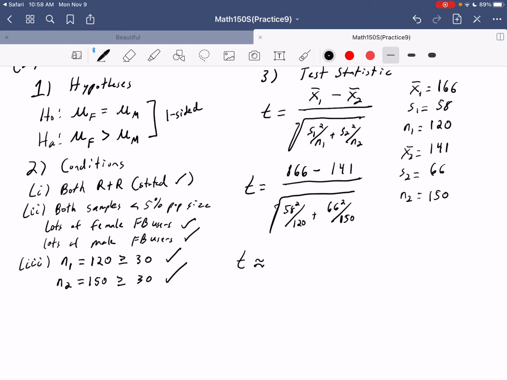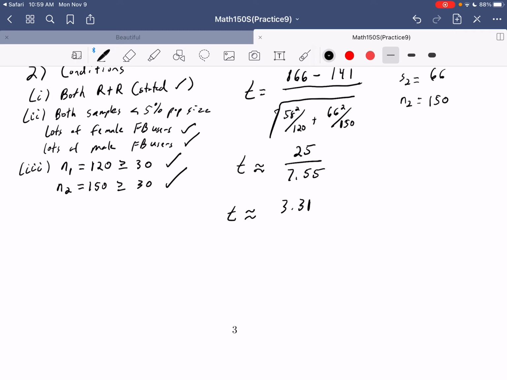So let's go ahead and do that. For the top, if you take 166 minus 141, you should get 25 up top. And in the denominator, if we type that in, square root first, then 58 squared divided by 120 plus 66 squared divided by 150, we should get about 7.55 in the denominator. Then we'll go ahead and do the division. 25 divided by 7.55. And it looks like we should get 3.31 for our test statistic. Perfect. Now we're ready to go ahead and get our p-value.